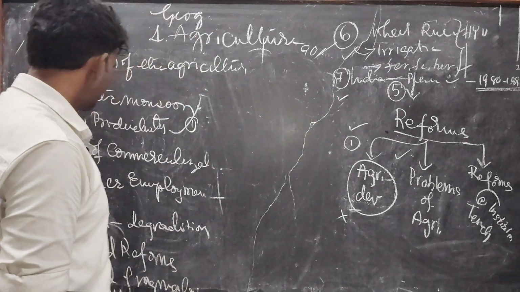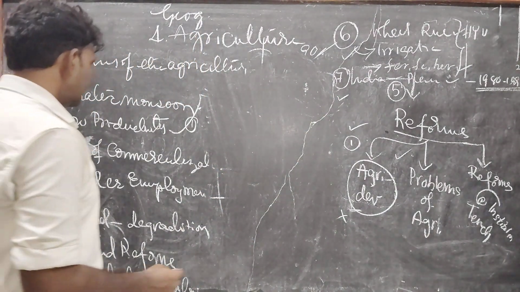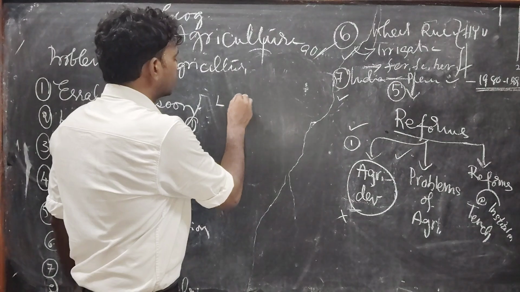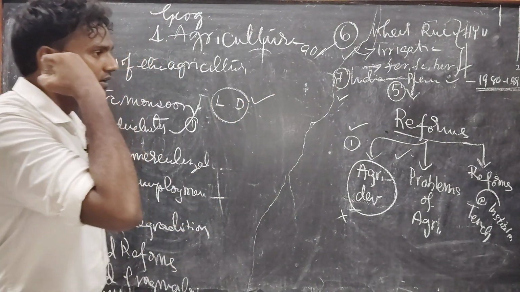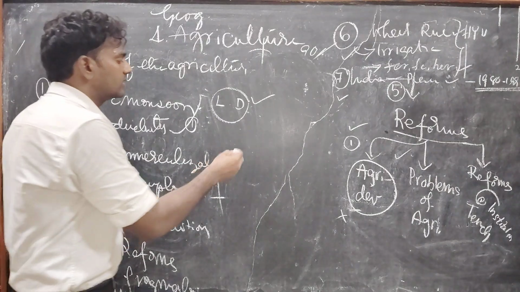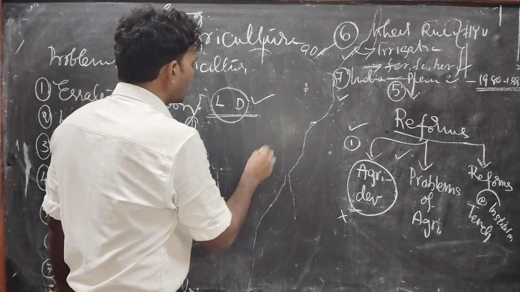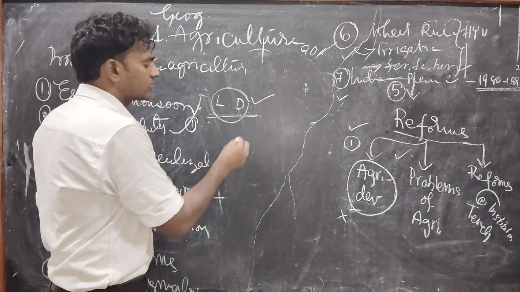And one more thing, that is land degradation. It is also one of the big problems. There are 3 types. How does land degradation happen? Already we discussed, through packet technology.